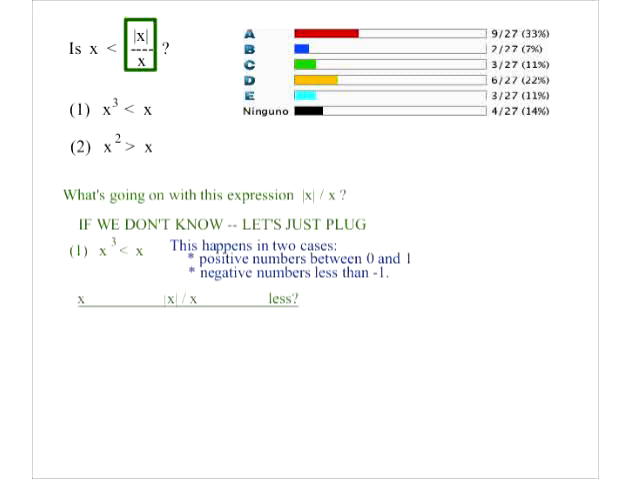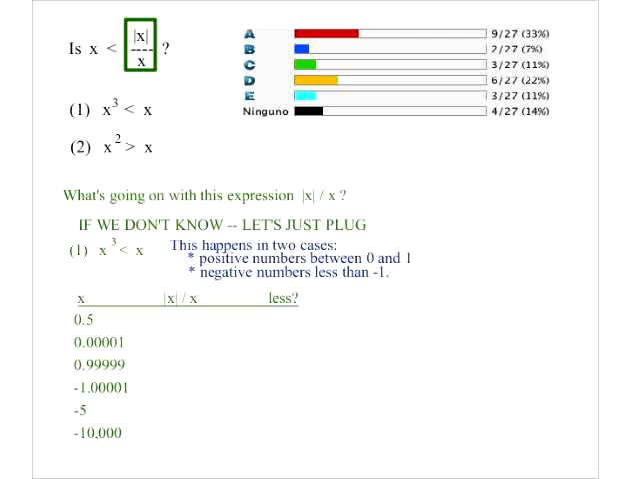So let's try a bunch of positive numbers between 0 and 1, like a half, and then maybe 0.001, and then maybe 0.99999. And then also let's try negative numbers, like negative 1.001, negative 5, and then negative 10,000. And if it works out the same way, we'll trust that it works out.